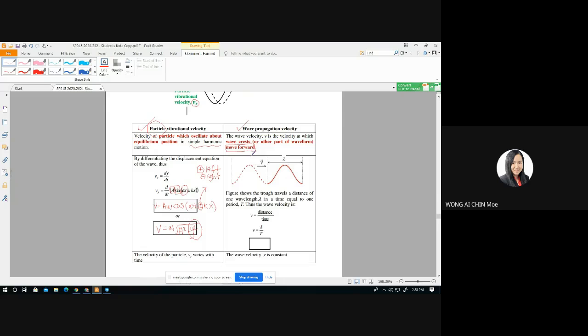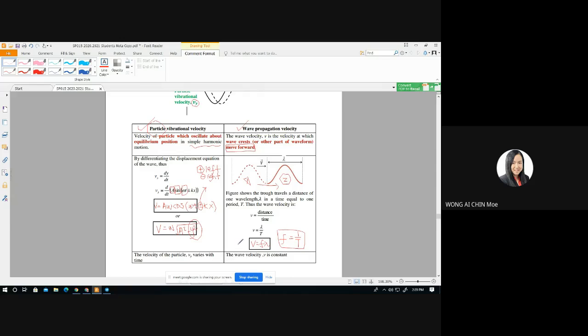Whereas wave propagation velocity will move forward. From initially the first point here, it will move forward to the second point, meaning that your wave propagates, it travels. The wave travels a distance of 1 lambda in a time equal to 1 period. So our velocity is V equals lambda over T, or f lambda, where f is equal to 1 over period.